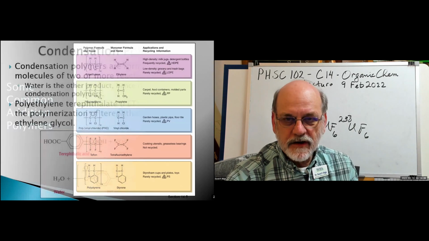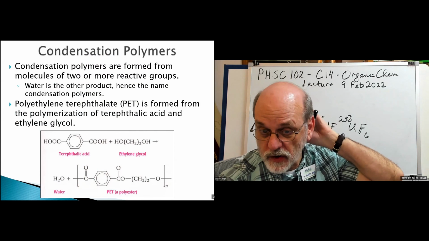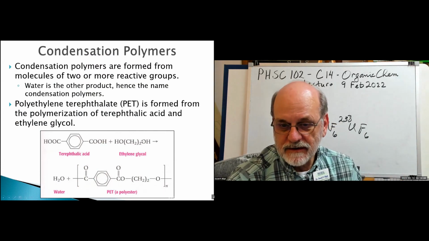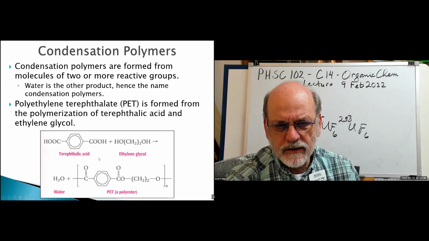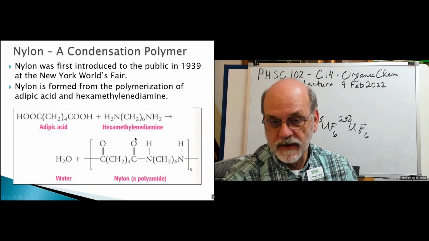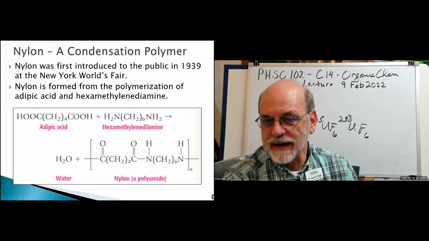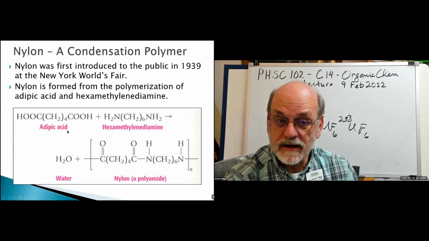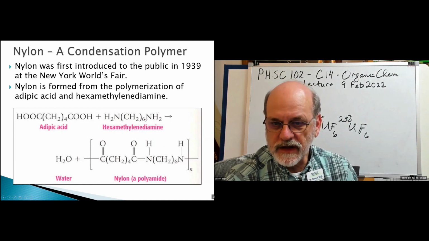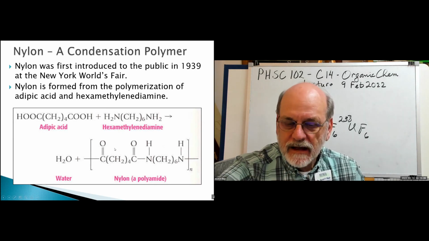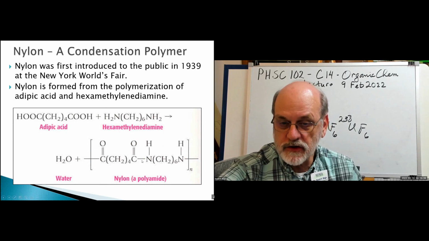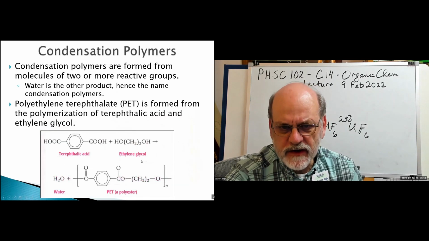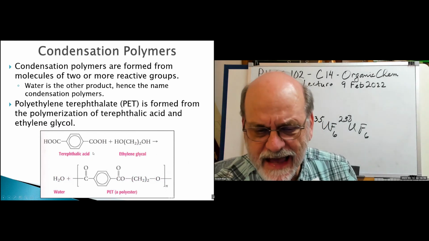Okay, so now for condensation polymers. I mentioned nylon. Here's nylon. So hexamethylene diamine, right? This is the amine. This is the acid, adipic acid. So it has 6 carbons. This one has 6 carbons. And they condense by removing water and forming this amide bond. So there's your polyamide.